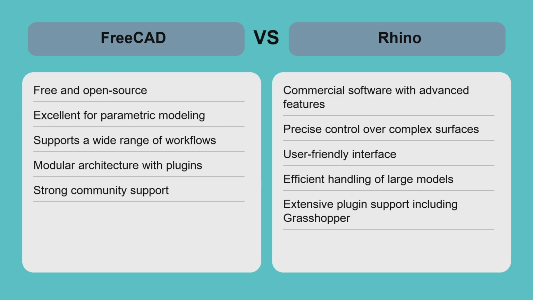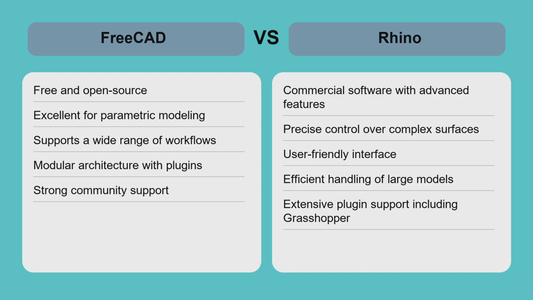While FreeCAD is open source and flexible, it may struggle with very detailed or large-scale models. Rhino's commercial license provides polished tools and better performance, but at a cost. For collaboration, Rhino's file compatibility is broader, while FreeCAD's community-driven development means updates can be less predictable. Ultimately, the choice depends on your project requirements, whether you prioritize cost-effective parametric design or professional-grade surface modeling.